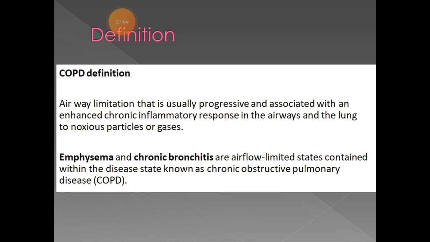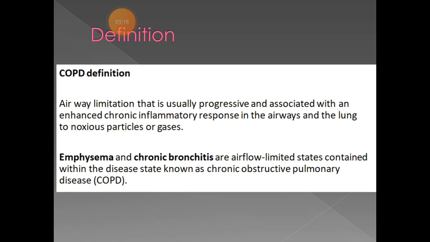So you can see there are some important points. First one is that it says there is airway limitation, and then it says it is progressive, and then it says there is a chronic inflammatory response in the airways and the lungs, and it is due to exposure to noxious particles or gases. So those points you have to take into your head, and I will be talking about those points a bit more in detail later.